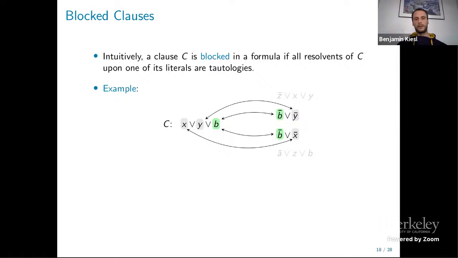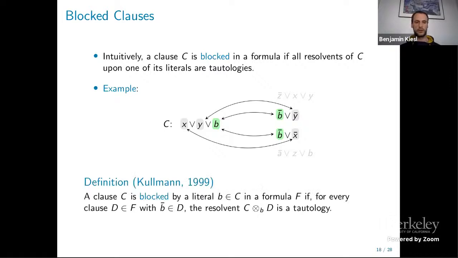And what we get is that one resolvent would be X or Y or not Y, and the other one would be X or Y or not X. And in both, we have complementary literals. And that means that the clause is blocked. They're tautologies, so the clause is blocked.